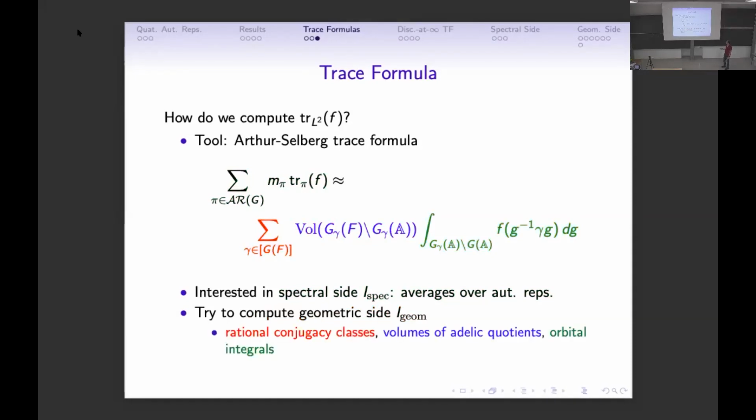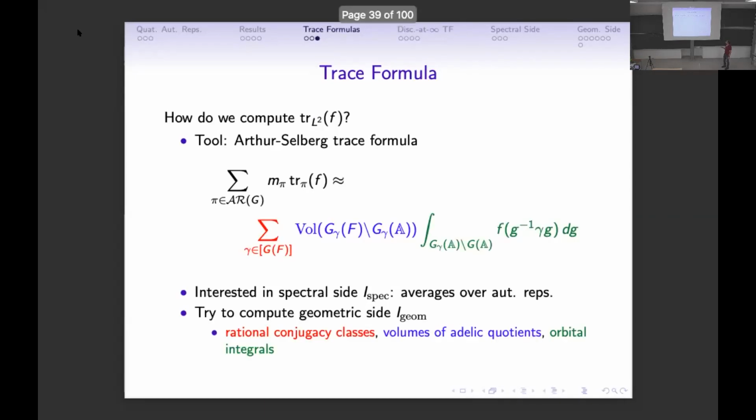Okay, so this geometric side, just think about it as there's a sum over rational conjugacy classes. There's some volume terms of adelic quotients of centralizers of these rational conjugacy classes. And then there's an integral over the conjugation orbit of the rational conjugacy class. So this is the general framework.